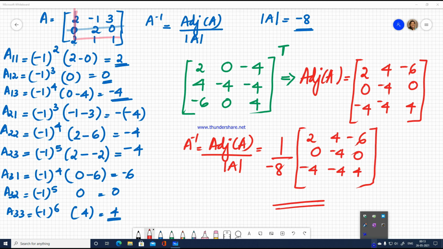Hope this is clear for you. So in this lecture we learned how to find the adjoint of a matrix. The adjoint of a matrix is defined as the transpose of the cofactor matrix of that particular matrix, and the inverse is calculated by the adjoint of a matrix divided by the determinant of that particular matrix.